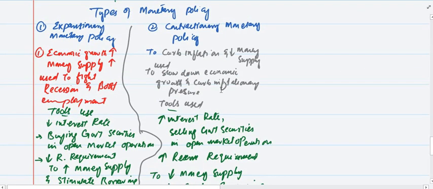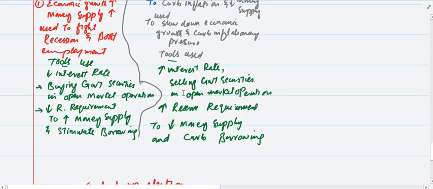Now we have two main types of monetary policy. The first one is expansionary monetary policy, and the second one is contractionary monetary policy. The expansionary monetary policy is designed to stimulate economic growth and to increase the money supply, right? This type of monetary policy is often used to fight recession and boost employment. If the government wants to increase the employment level, then definitely they will implement this policy. In a time of recession, they also use this policy.